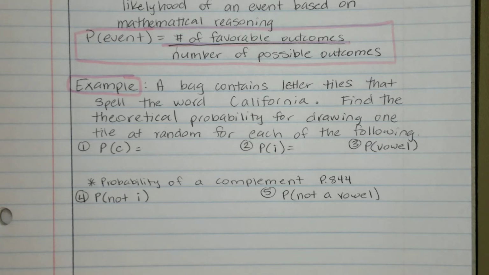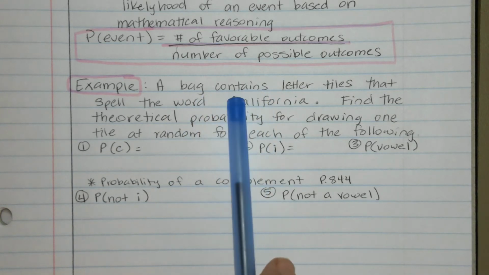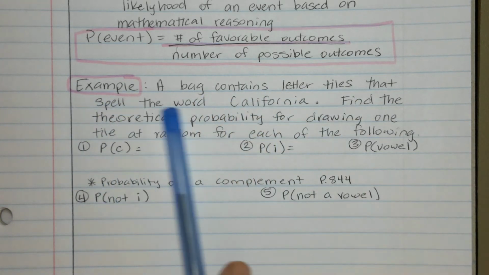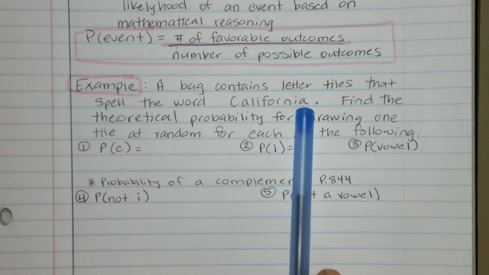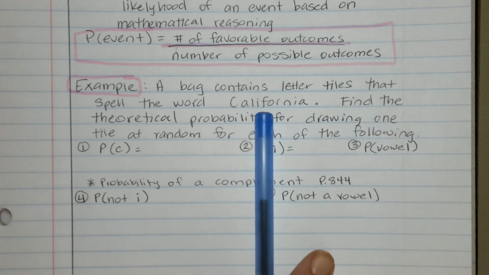Go ahead and copy it down and we'll get started. If you need to pause, you can pause. So it says, a bag contains letter tiles that spell the word California. So what this makes me think of is Scrabble.